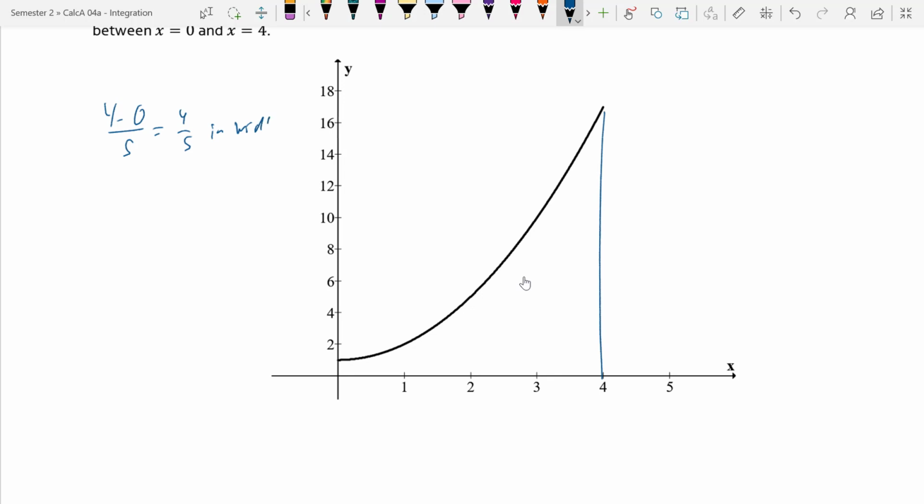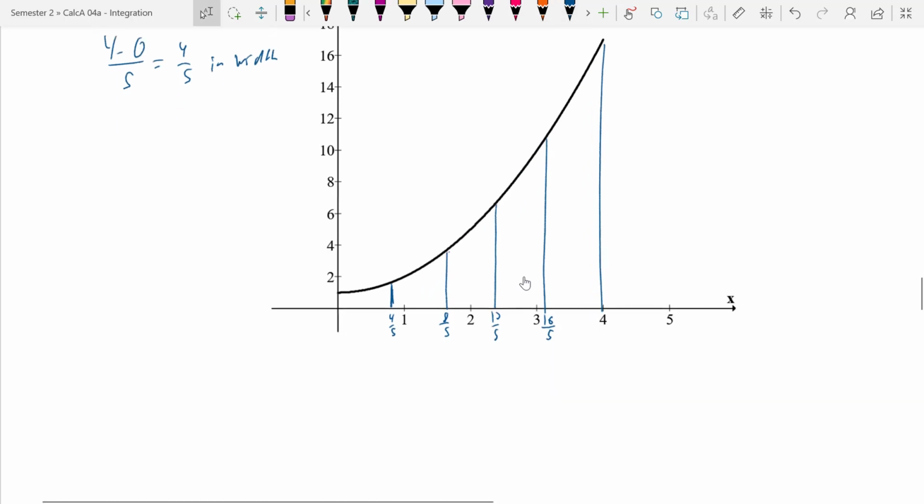So if it's 4/5 in width, then right here this is 1 interval at 4/5, then we have 1 at 8/5, then 1 at 12/5, then 1 at 16/5, and then finally up to 4. So that gives me intervals, and this is my first case where my intervals are different than just strict ones. Okay, we're going to zoom in a little bit.